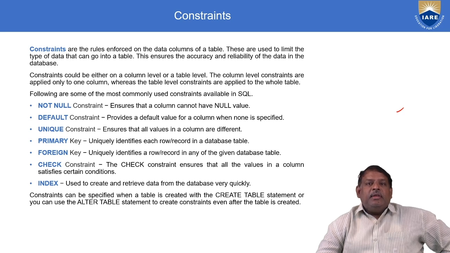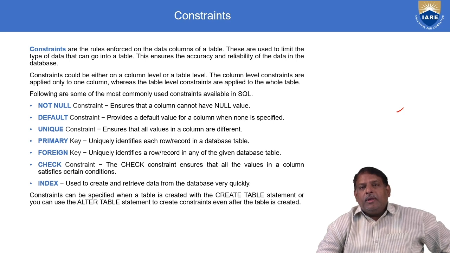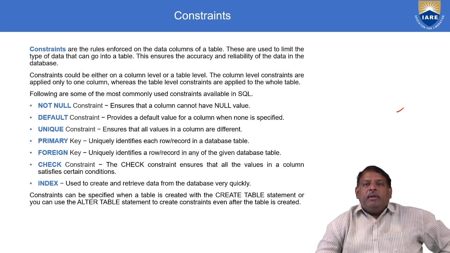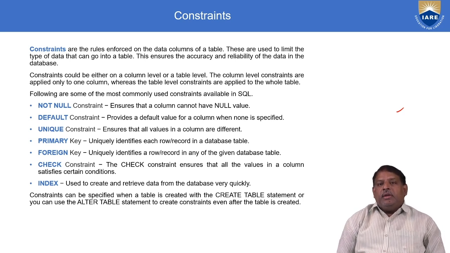Okay. Next is the unique constraint. This ensures that all the values in the column are different. When we have a unique constraint, you cannot have two duplicate values in the same column. Then the primary key. It uniquely identifies each row or record in a database table. Then the foreign key. It uniquely identifies a row or record in another database table.